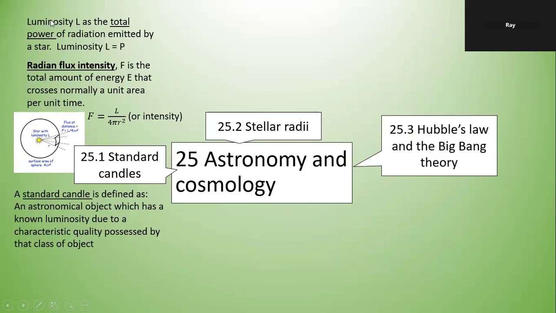Okay, so these are the things that we have learned for standard candle. Luminosity, these are terms you need to remember, is the total power. Radiant flux intensity, know the definition. Standard candle, know the definition. Right? Astronomy and cosmology is a new topic. So examiner tends to have more questions to ask. So we can expect every year this one will come out.